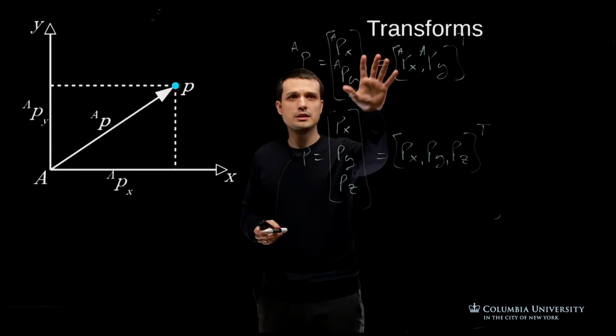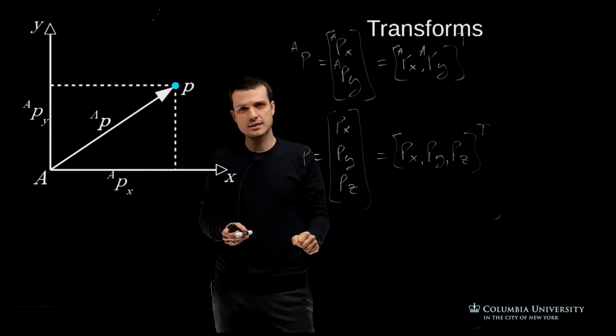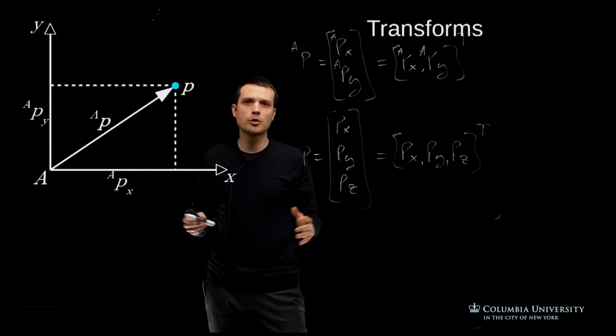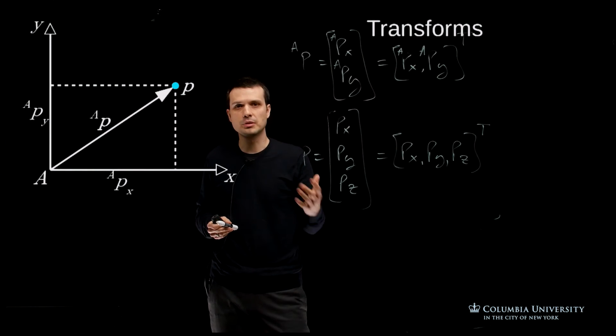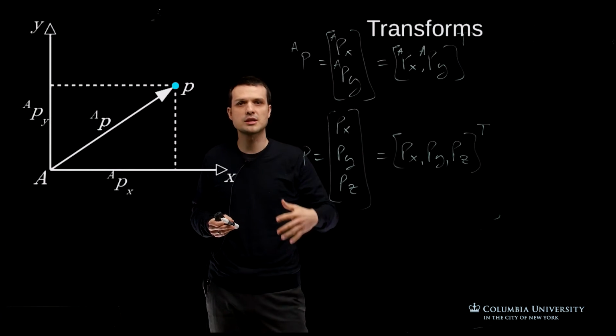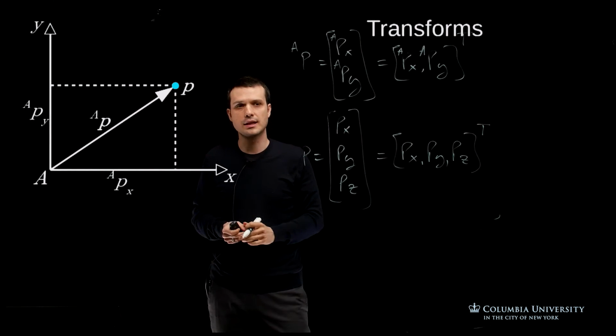We can have many coordinate frames. But still, these are nothing more than two-dimensional vectors. These are three-dimensional vectors. And as such, we can perform on them any operations that we've learned in linear algebra. Multiplications, dot products, cross products, multiplications with matrices. And we will make heavy use of all that in this lecture.